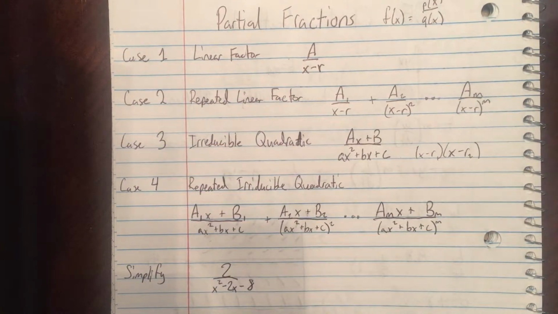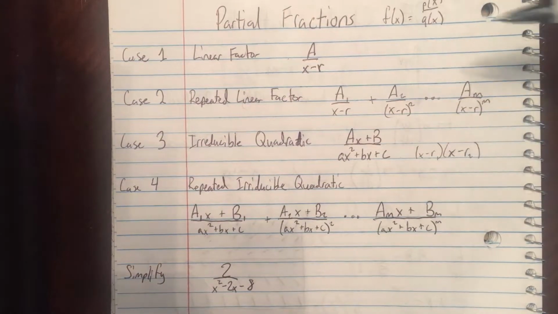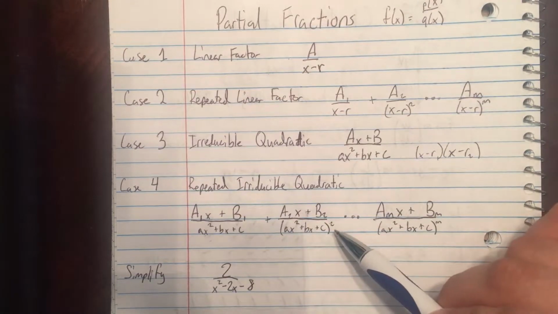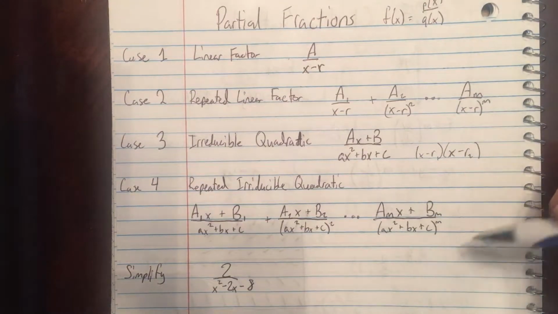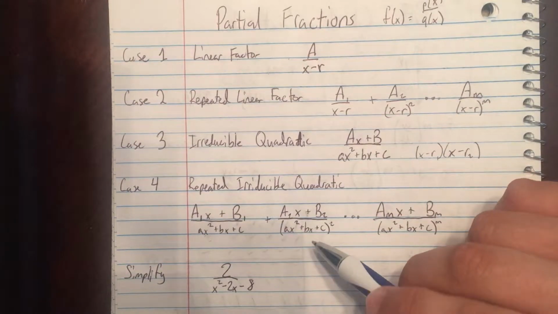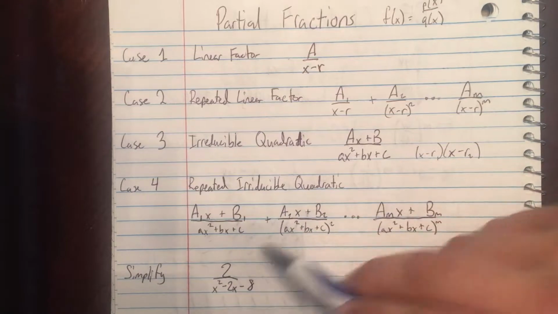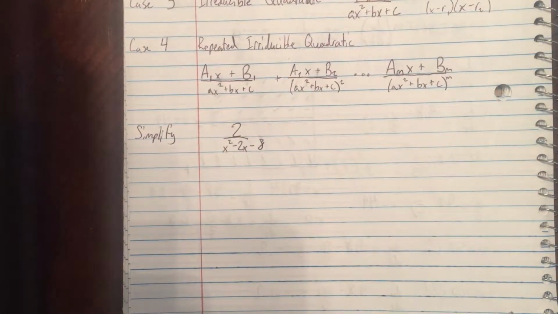The last major case that we'll go with today is the repeated irreducible quadratic, and that means that this quadratic is repeated, and it's the same thing as the linear. It's just a different case, and we just have different coefficients for each time. So anyways, we'll get started with this first problem.